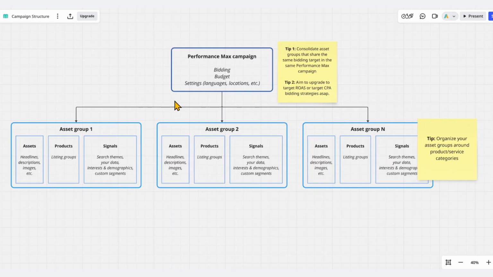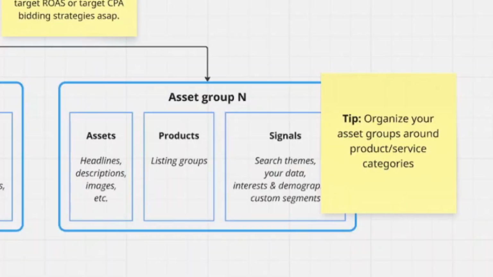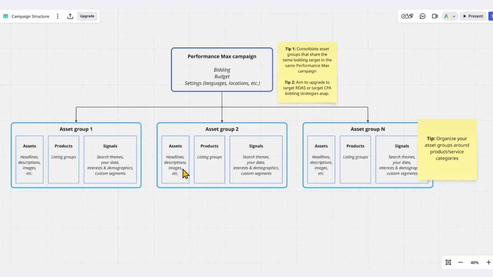And for the asset group level, my tip is to organize your asset groups around your product or service categories. Often this is going to follow your website navigation menu. And the logic is that this allows you to provide relevant ad messaging, relevant products, and relevant targeting in this structure for Google to go out and effectively reach the audiences that you want to reach with the right messaging and relevant products.